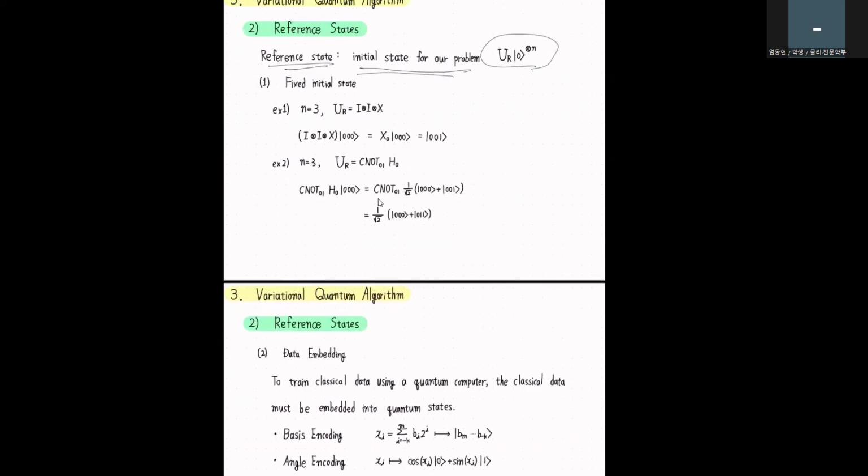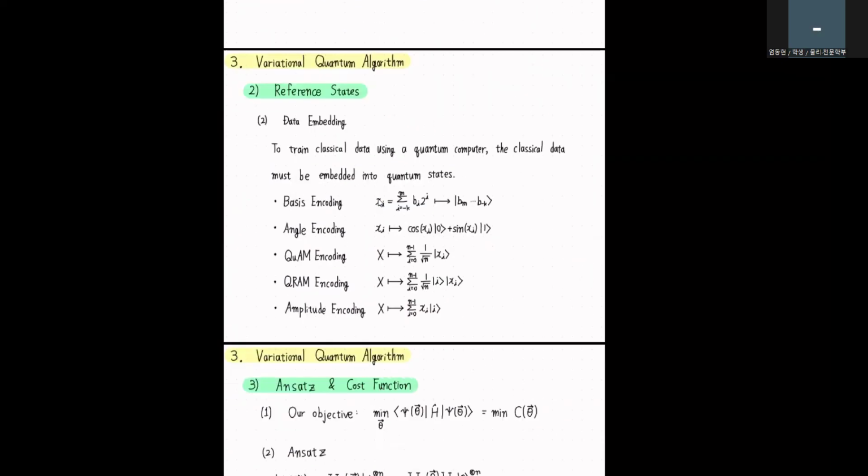So to train on classical data using a quantum computer, the classical data must first be embedded into quantum states, and these are embedded into these reference states. There are many different methods of embedding such classical data into quantum states. One method is called basis encoding, in which we encode the different bit strings into the basis vector itself. There's angle encoding, in which each piece of information is represented as an angle of the rotation.